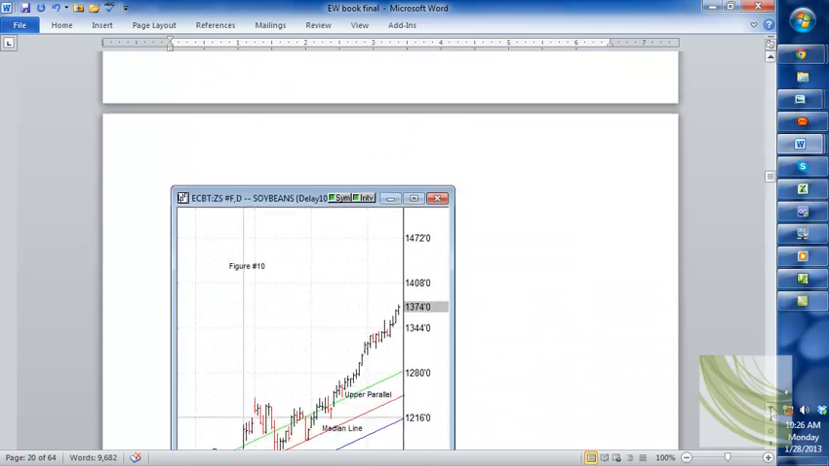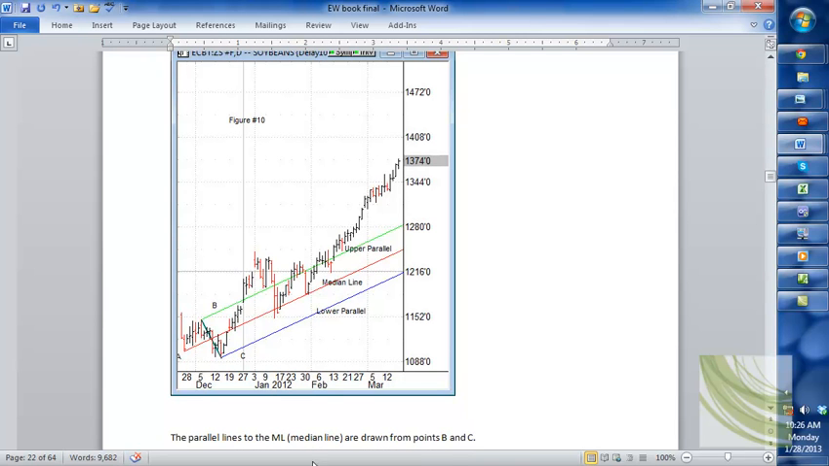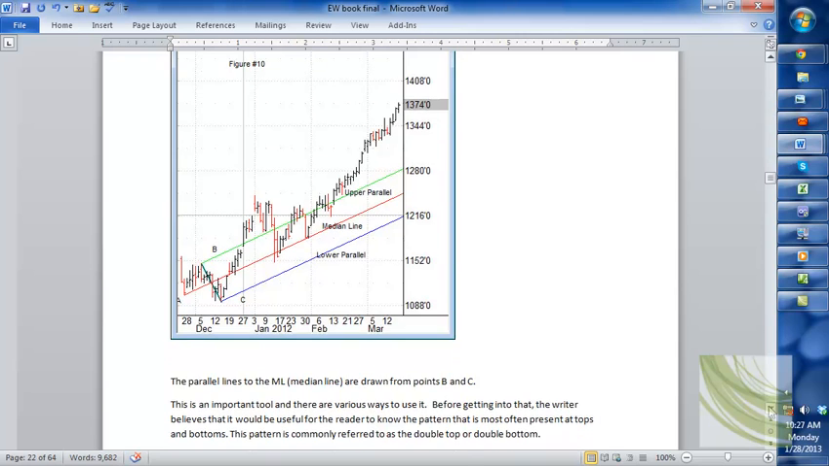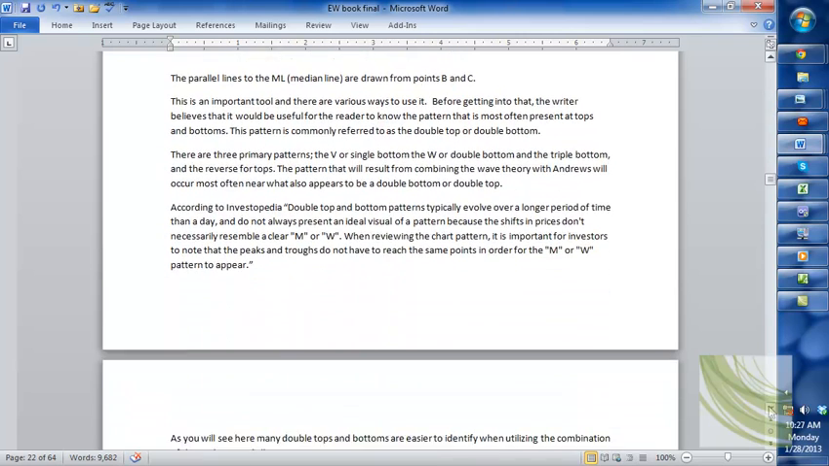let's take a look at the median line. One of the things that we know about the median line, if we need to draw a median line, we find 3 points, A, B, C, and from B and C we draw a line, find the midpoint. From A we draw it through there, and that's the median line. And according to Andrews, what's helpful about the median line is it gives you a pretty good idea as to what the trend will be.